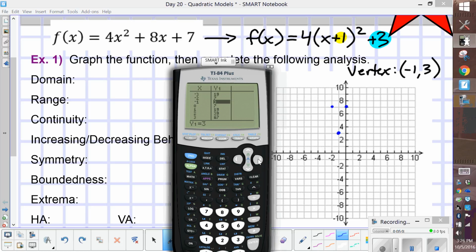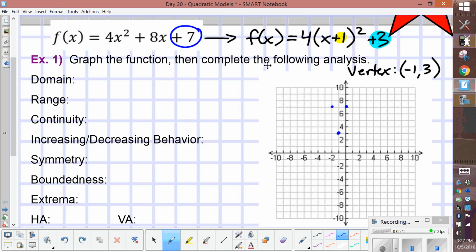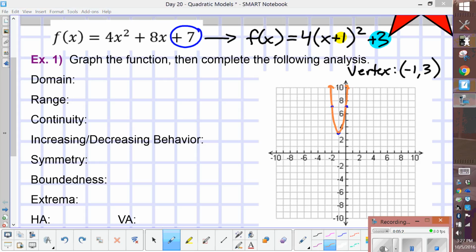I also know that the y-intercept is at 7 just by looking at the original standard form. So I could apply those points without the calculator. So let's go ahead and get rid of the calculator. Let's go ahead and draw our nice smooth curve through the graph. And there's our graph.